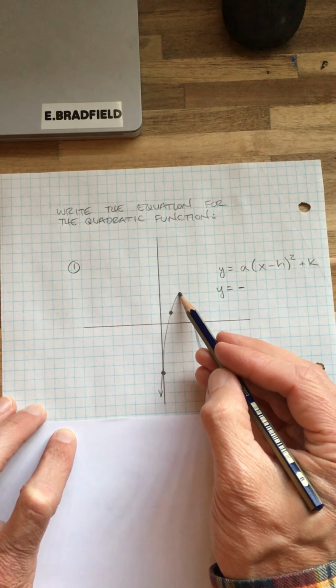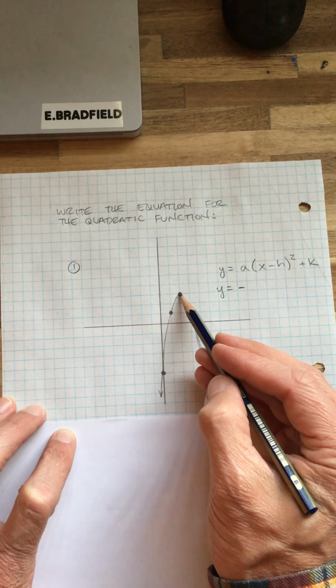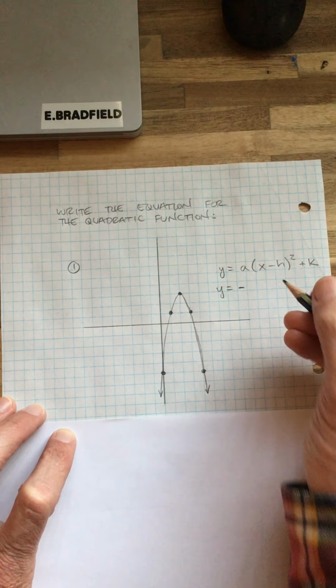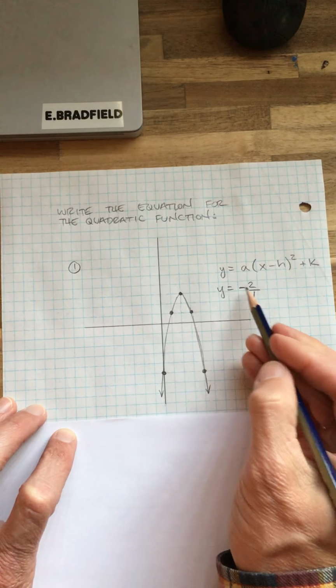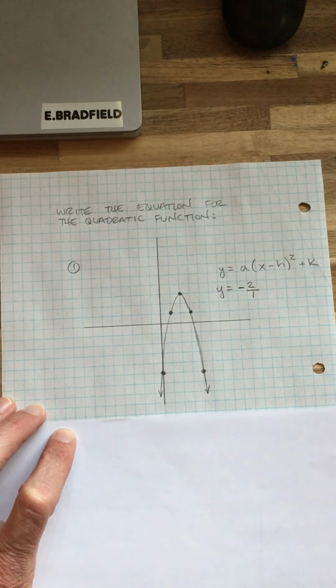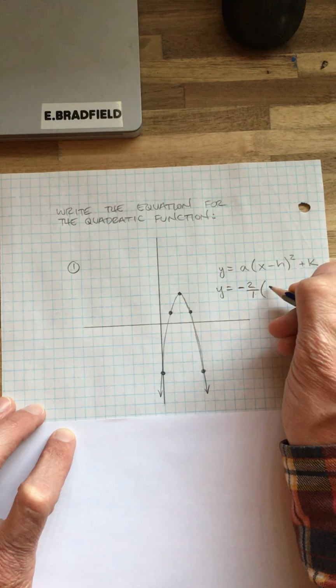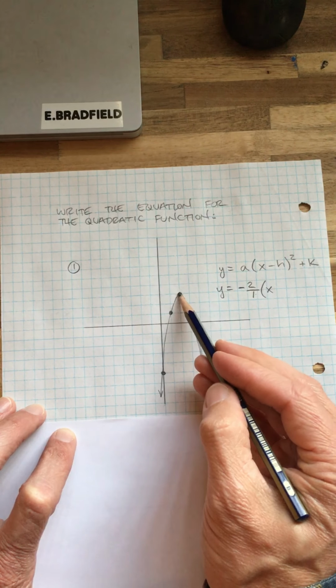Now let's figure out how much it has stretched. Well, look, start here at the vertex, and to go from this dot to this dot, you have to go down 2 over 1. So it's stretched by a factor of 2 over 1. And since it's down 2 over 1, look, it's negative 2 over 1. Pretty cool, huh? All right, now let's do the rest of it. X, okay?